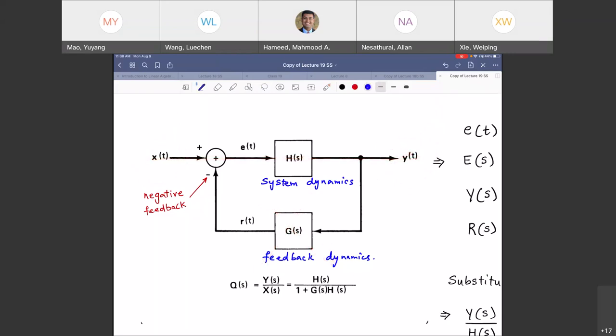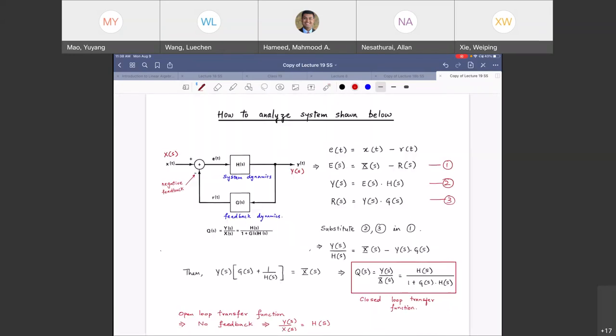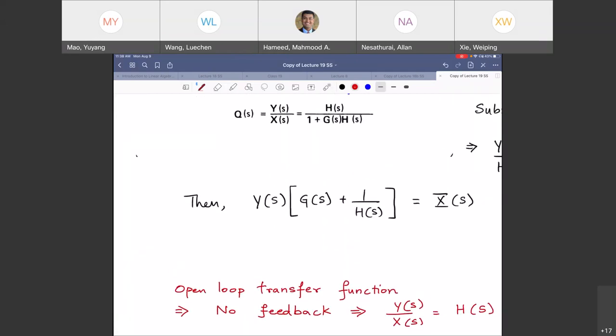So you have Y of S over here, the Laplace transform of the output. You have X of S over here, the Laplace transform of the input. And if you wanted the open loop transfer function, I think I wrote it somewhere here. Oh yeah, there it is. Open loop transfer function, which means no feedback, you just take Y of S divided by X of S, and you get H of S, which is your transfer function. But in this case, G of S is not there, no feedback. So the transfer function is simply the open loop transfer function.